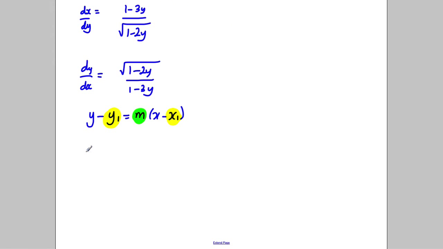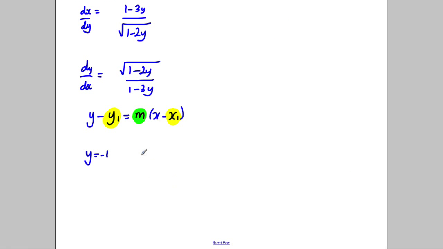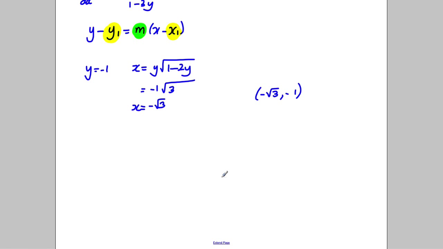So we are told that y is equal to negative 1. So let's find the x that matches that. If we know y is equal to negative 1, x would be equal to the following. We know it's y times the square root of 1 subtract 2y, so x is equal to negative 1 times the square root of 1 plus 2, which is the square root of 3, so it's going to be just negative the square root of 3. So our coordinates are negative root 3, negative 1.